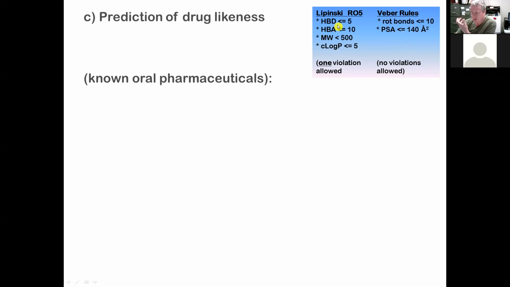Hydrogen bond donors less than or equal to 5. Hydrogen bond acceptors, that's like oxygens, things with lone pairs usually, less than or equal to 10. Molecular weight less than 500, and C log P, the prediction of aqueous solubility, less than or equal to 5. And for Weber, rotatable bonds are less than or equal to 10, and polar surface area is less than or equal to 140.